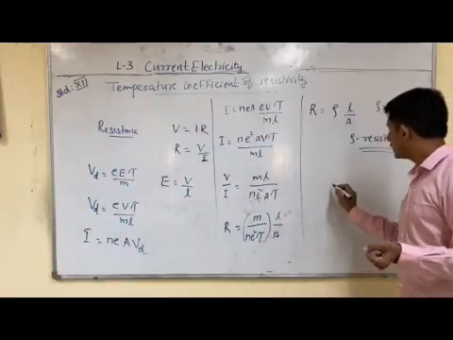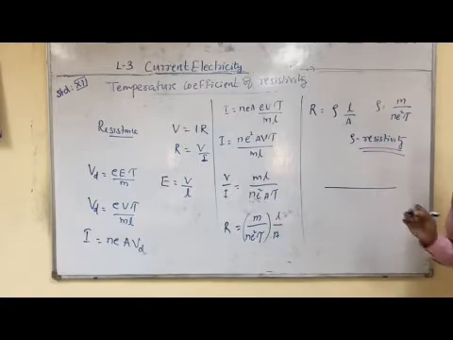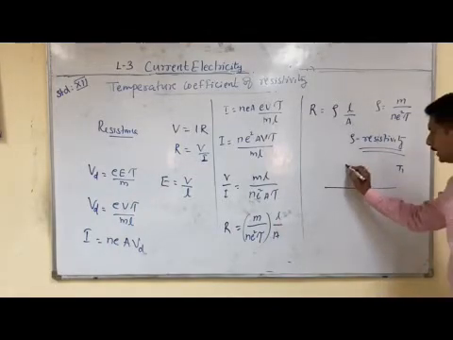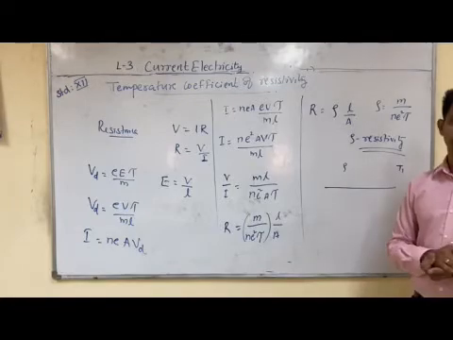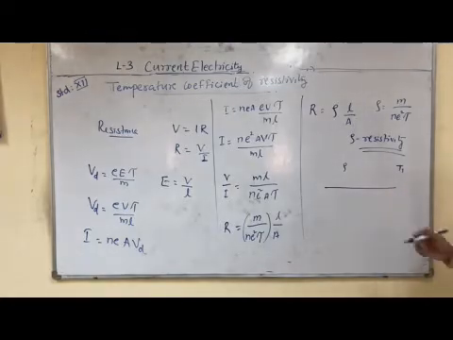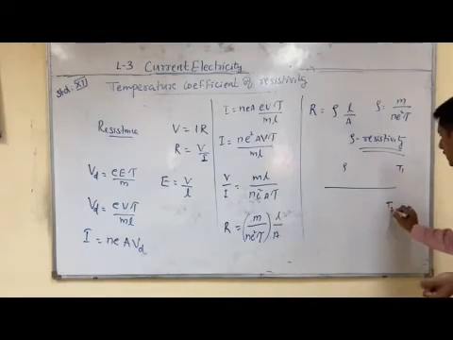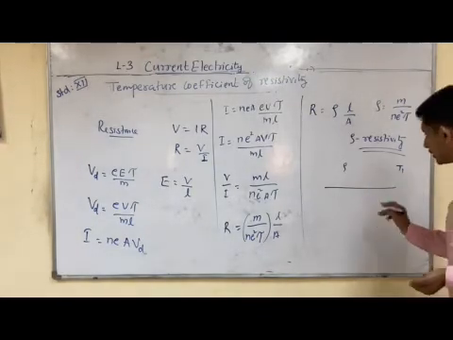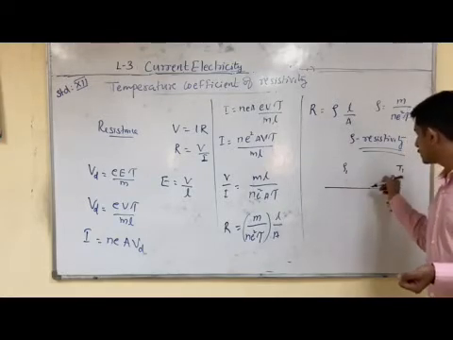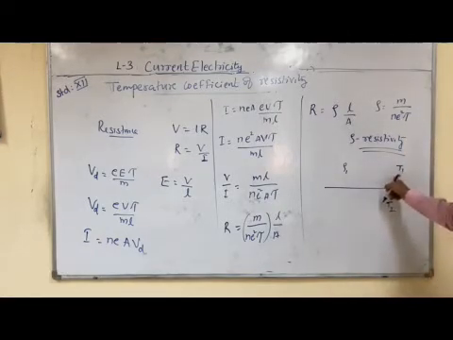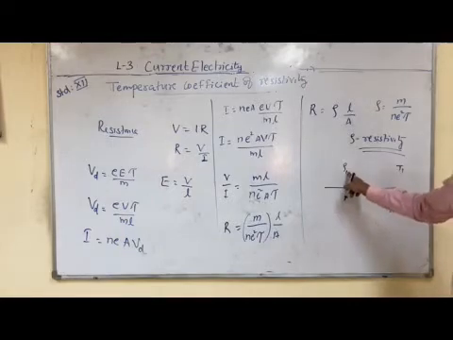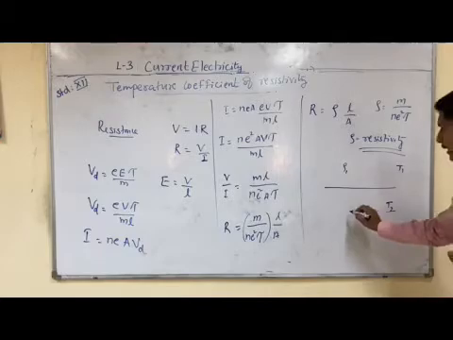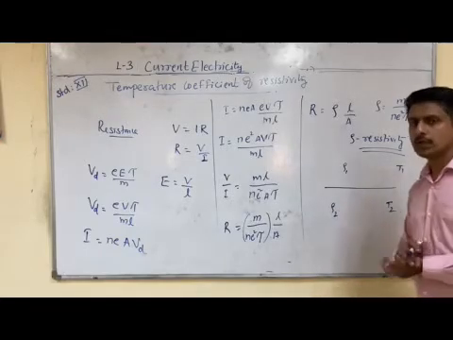Let a conductor be at temperature T1, the initial temperature. Let rho 1 be the resistivity of this conductor at T1. After some time, the temperature increases to T2, and rho 2 is the new resistivity of this conductor.